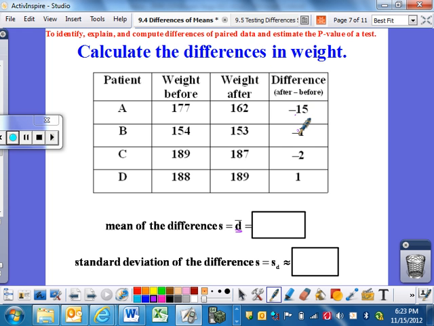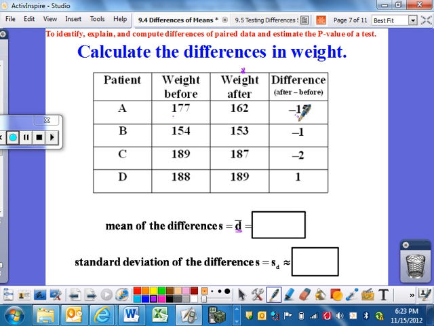Okay? After minus before. We think the after is going to be significantly lower. So maybe we want to go after minus before. You can do it either way as long as you know it. Okay? So I'm doing after, subtracting the before. So 162 minus 177 is negative 15. And if you do all of them, that's what shows up.